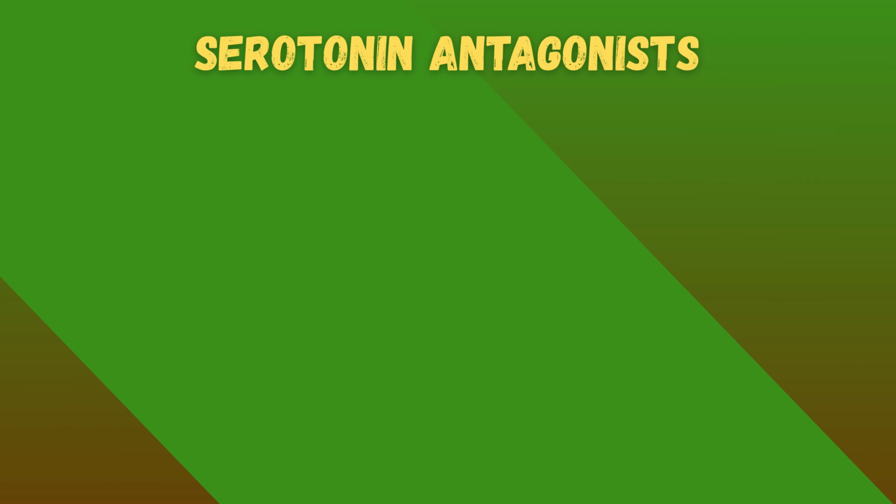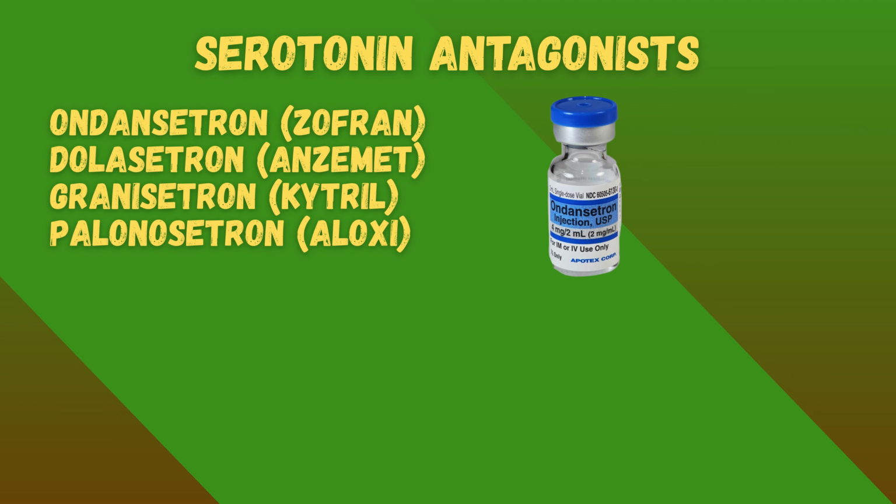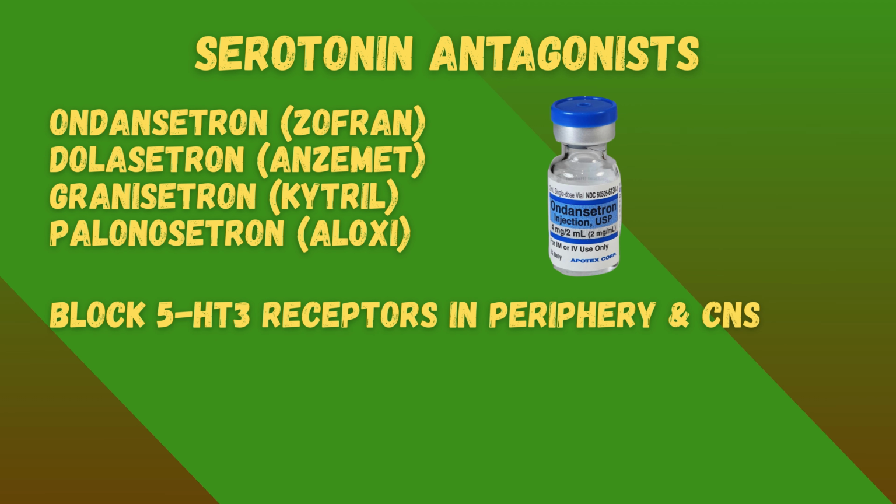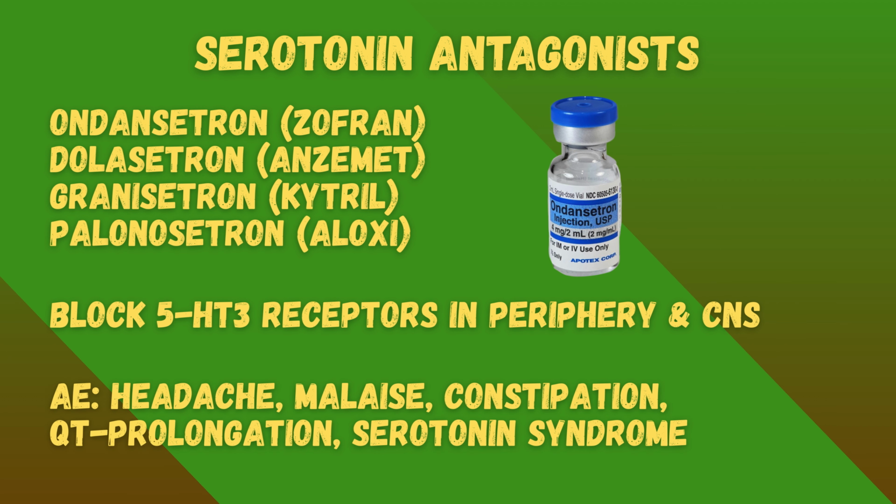The first and most common class of antiemetics is the serotonin antagonists. This includes your Zofran as well as Kytril and Aloxi. These medications selectively block the 5-HT3 serotonin receptors in the periphery and in the CNS. The main adverse effects include headache, malaise, constipation, and QT prolongation.